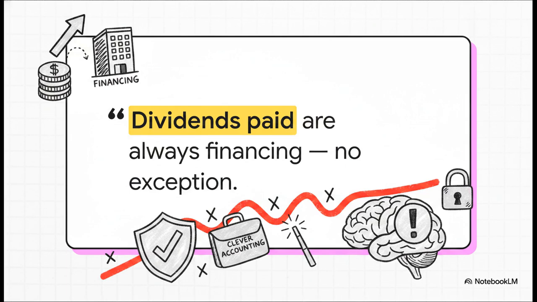Finally, before we wrap this section up, I really want to drill home an absolute, unbreakable rule regarding dividends. The source material is remarkably clear on this point. Dividends paid are always financing. There's no election available. There's no clever accounting workaround you can use. If the company is paying out a dividend to its shareholders, it's a financing outflow, period. Please let that stick permanently in your memory.